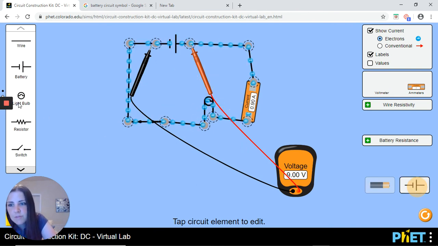So that's saying that's a symbol for a light bulb. It's not a symbol that we would use. We'd use the circle with the cross in the middle. Same when we get to resistors, they're slightly different. But it's still a really useful website for being able to make up your own circuits.